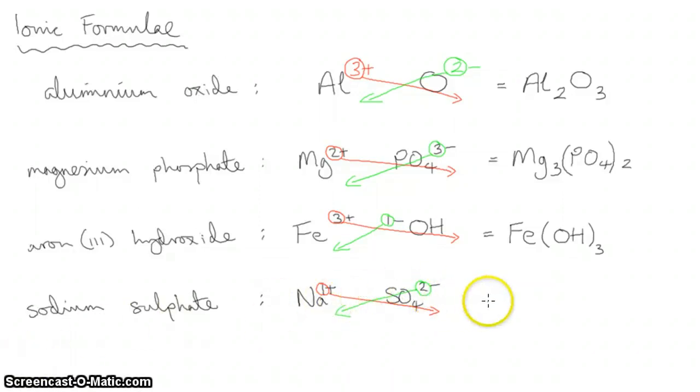So we write that out as sodium, then the 2 and the sulfate, and then 1 sulfate ion. We don't put brackets in a 1, there's no need. That just shows there is 1 sulfate ion.